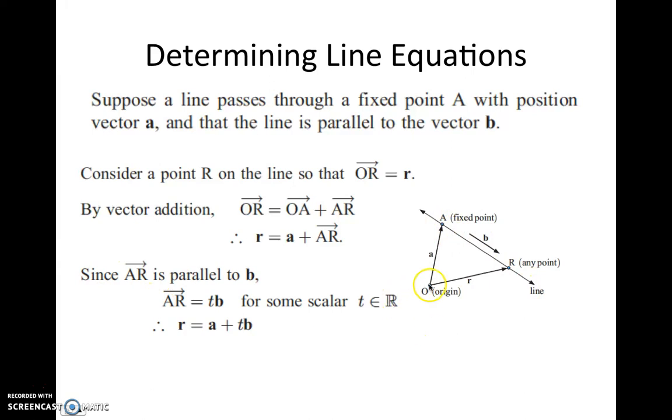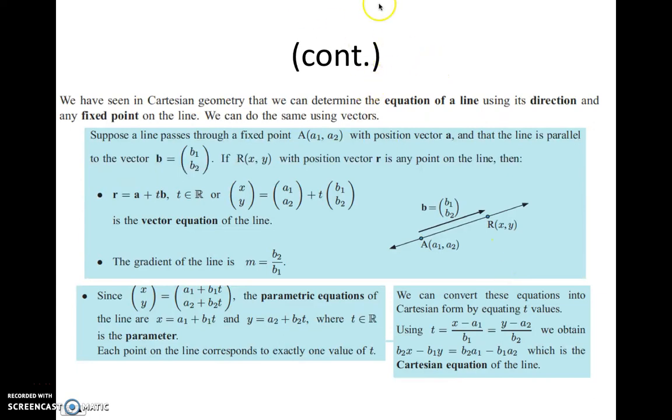Since AR is parallel to the line b, AR is equal to tb for some scalar t, where t is included in the set of real numbers. Remember, t can also be k. So r is thus a plus tb, because b is parallel to AR, so it must be multiplied by a scalar to get AR. Okay?